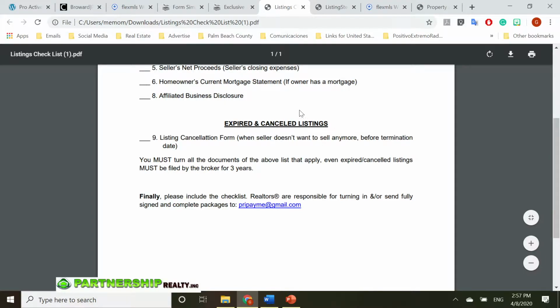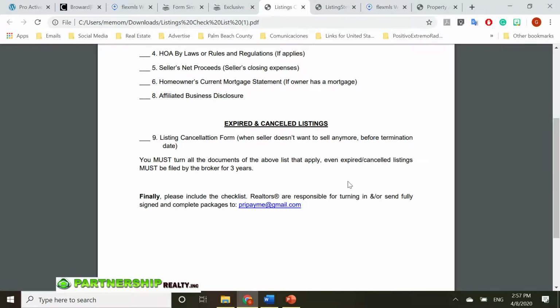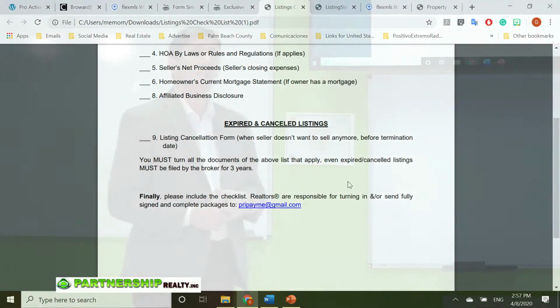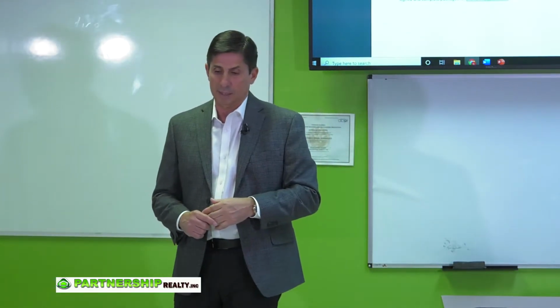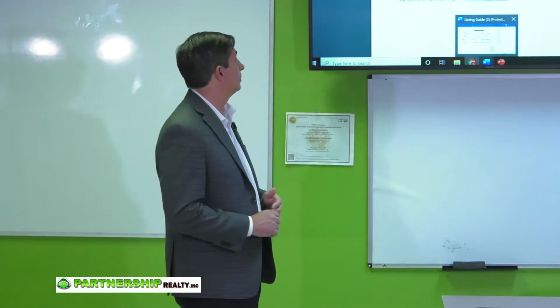Now, expired listings and cancel listings. There's the documents that you're going to need because you have to send us everything, and we have to file it away per state law. So everything's there, and also where you're going to send the document, the emails of where you're going to be sending it. So I want to show you guys the listing guide at the moment.